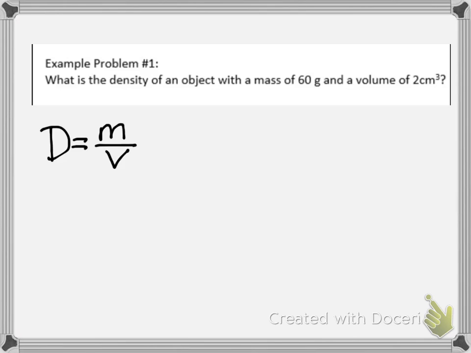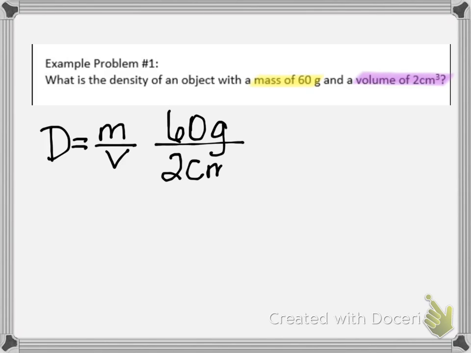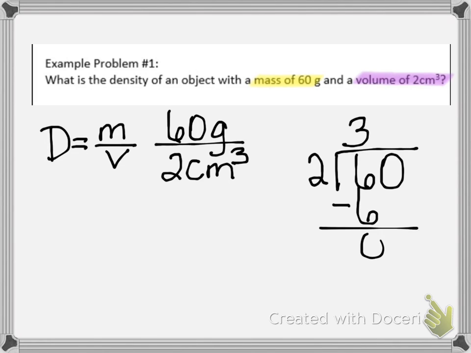Then you need to be writing this down as well. You can see that I've highlighted the mass there so that you can see it, and then I write it down. It's 60 grams. And now I highlight the volume, and I put it in there, which is 2 centimeters cubed. Now I have it written down. Now I'm going to do the math. So I take 2 into 60. I do this math, and that gives me 30.